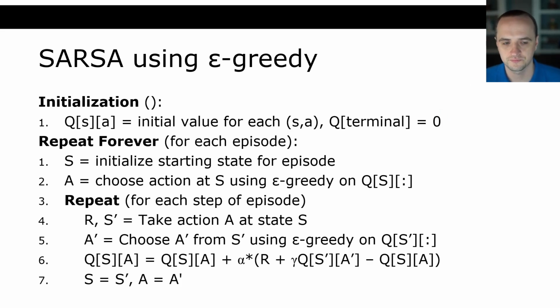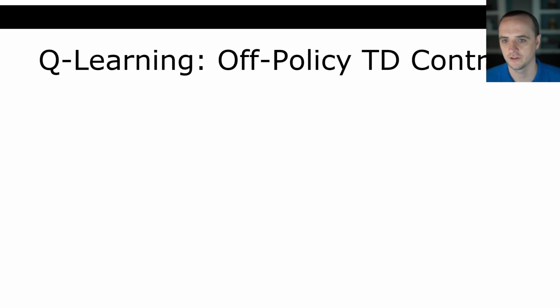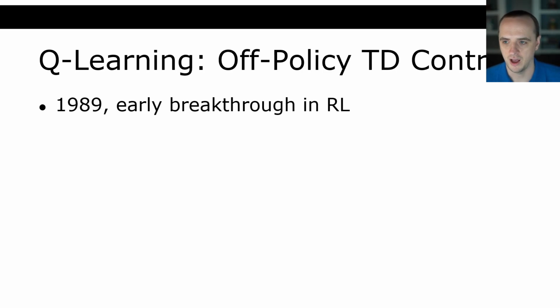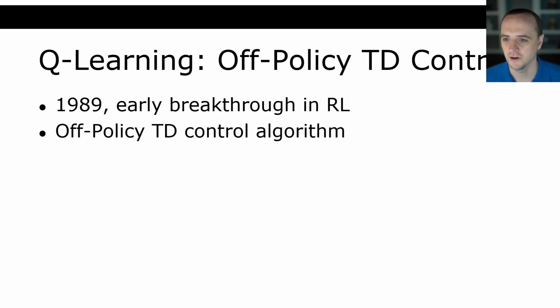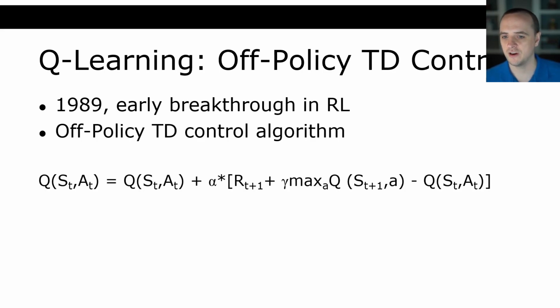Now what we're going to do is look at Q-Learning. Q-Learning is off-policy TD control. It was invented in 1989, and it was a real early breakthrough in reinforcement learning. It's a really good algorithm. So it's an off-policy temporal difference control algorithm. It's very much like SARSA, however, with one small difference. Here is the update rule for Q-Learning. The only difference between SARSA and Q-Learning is right here.